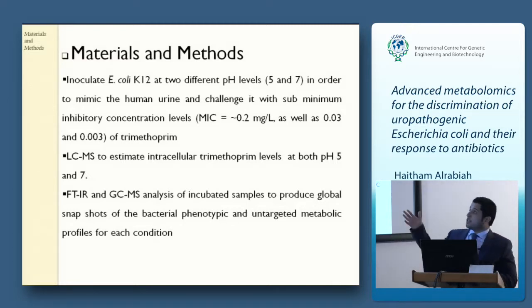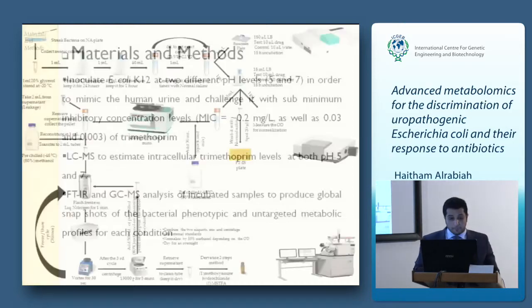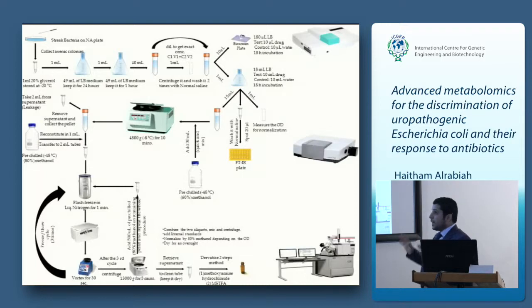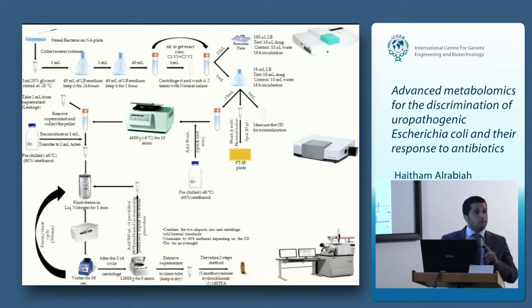Finally, we used FTIR and GCMS analysis of incubated samples to produce a global snapshot and a bacterial phenotypic and targeted metabolic profile of each condition. I would like to let you know that samples produced for the Bioscreen, FTIR, and MS experiments come from the same stock, to minimize and exclude any variations that might occur between different stocks.